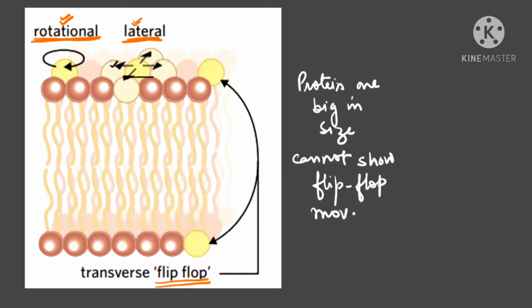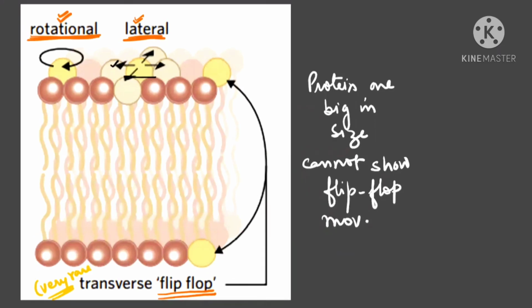Phospholipid can show the rotational movement, it can show lateral movement, it can show flip-flop movement also. But flip-flop movement is also very rare in case of the phospholipid. Very rare they will show. Okay, but protein can never show flip-flop movement. It will be showing only lateral or rotational movement. And the movement of the protein over the lipid bilayer. How much are proteins able to move over the lipid bilayer?